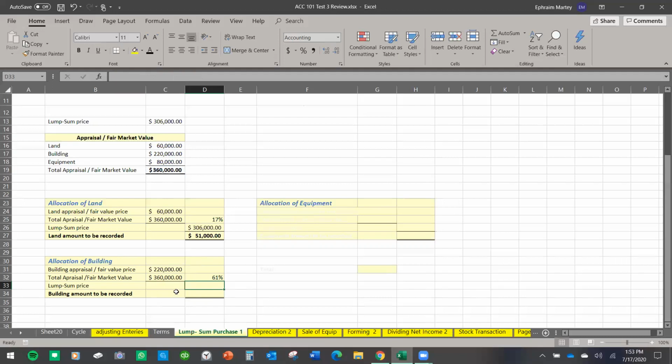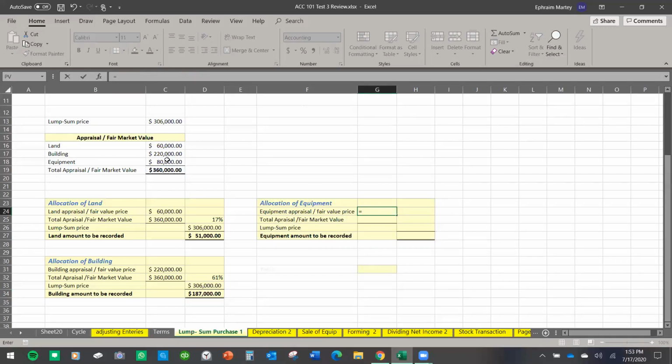Once I find that, I'm going to multiply by my lump sum sale to give me the allocation, and I have that. Let's do the same thing for equipment. What is my appraisal value? 80,000, and then my total appraisal value is that, and then I find a percentage. So that one divided by the total appraisal value, and then I need my lump sum sale to multiply to find the allocation. I multiply that one, and then 68,000.